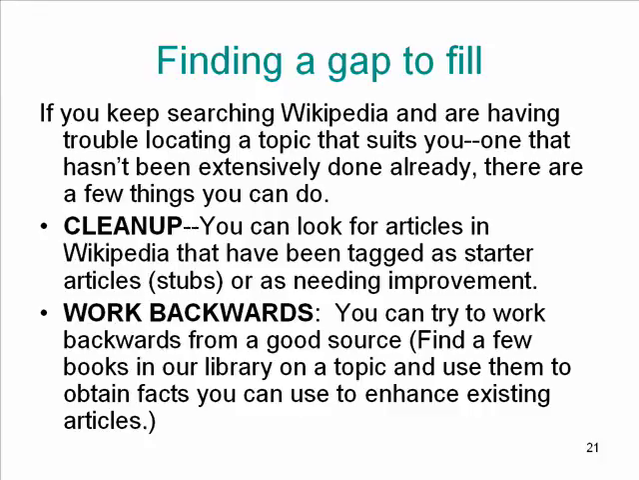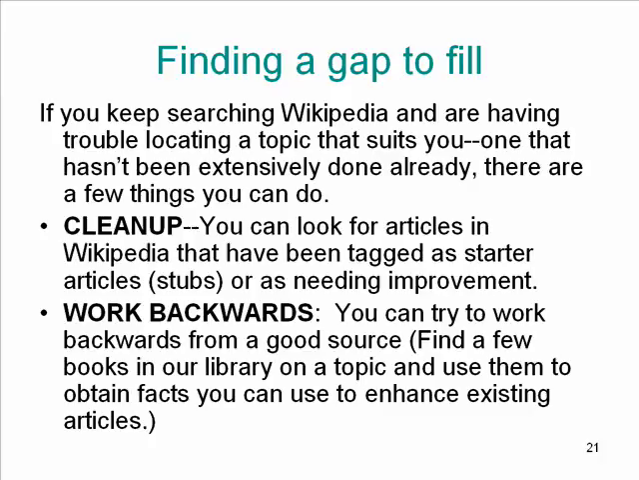So if you keep searching Wikipedia and you have trouble finding something because you keep finding these featured pages, there are a few ways you can go about finding something. One of those is to look for articles that have been tagged by this rating scheme as less than a featured article or an A article.